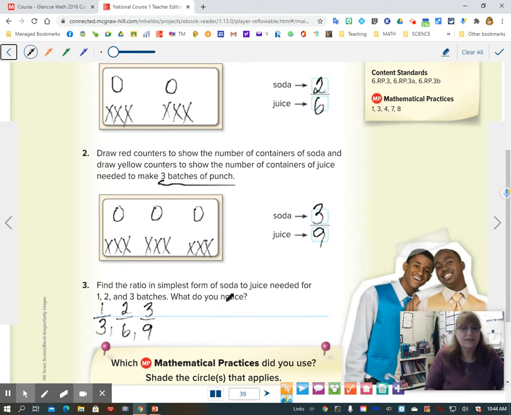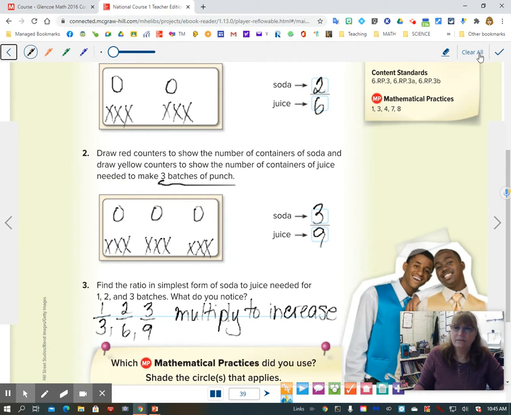So what do we notice? Well, we have 1, 2, and 3 for the number of batches, because that's the amount of soda. It's the same for both. And then we have 3, 6, and 9. So if you look at this, we're taking 1/3 times 2 to get 2/6. We're taking 1/3 times 3 to get the 3/9ths for that one, okay? So we are multiplying to increase. Okay?